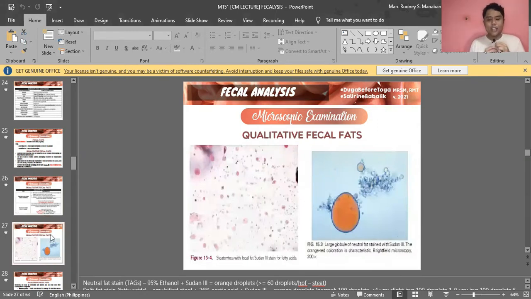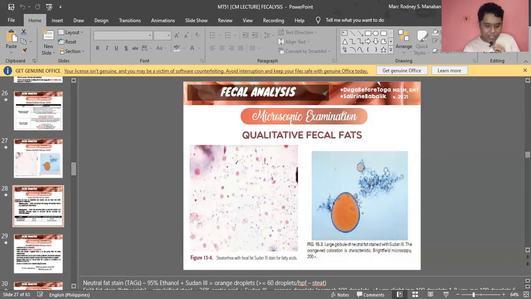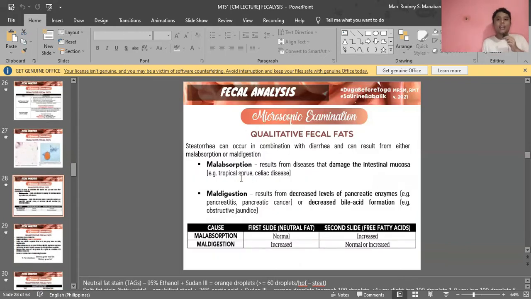But generally, both of these types of fats are significant because they can indicate the different causes of steatorrhea. So for the interpretation of your qualitative fecal fats, our two main causes of steatorrhea are malabsorption and maldigestion. When you say malabsorption, it means there is poor absorption. So there could be a problem in the intestines themselves, intestinal disorders, the lining of the intestine.